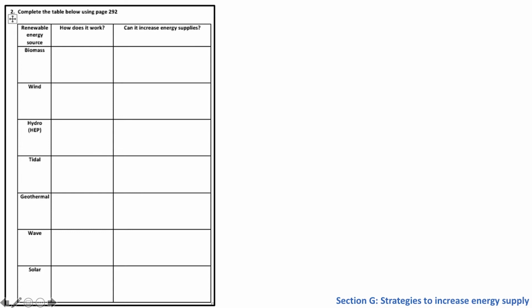We've got biomass, wind, HEP, tidal, geothermal, wave and solar. You need to make notes on how it works, and you need to think about, can it increase energy supplies? Pause the video now and draw the table and complete the boxes using page 292 of the geography book from Caboodle. Good luck.